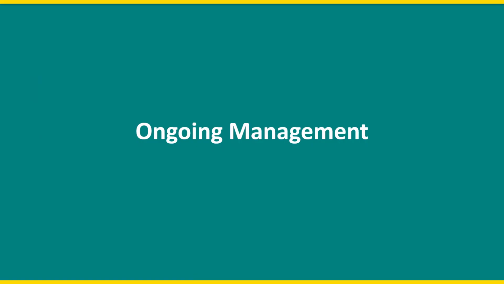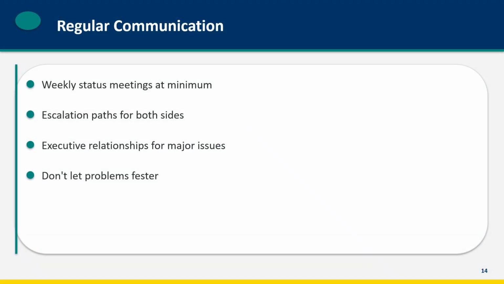Let's discuss the ongoing management of vendor relationships. The contract gets you started. Management keeps things on track. Establish regular communication rhythms. Weekly status meetings are the minimum for active engagements. More frequent if things are troubled.